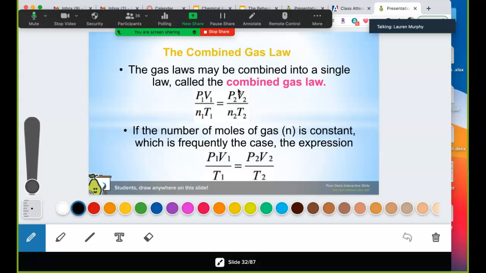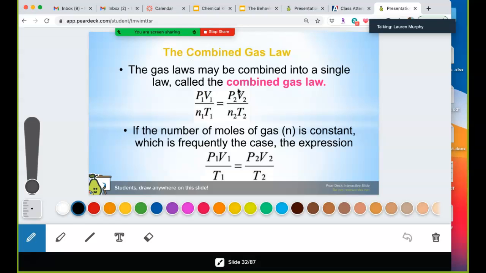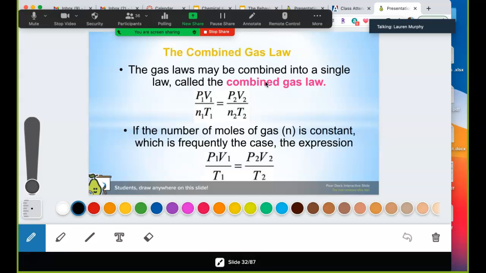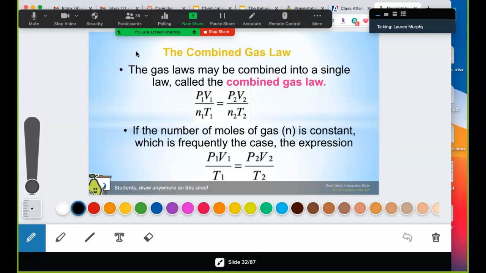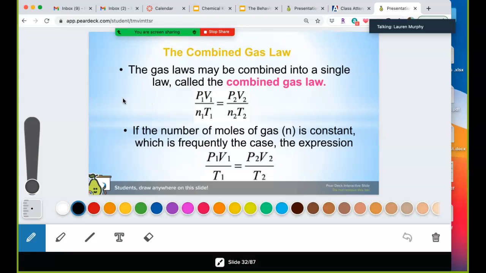Okay, so we learned a bunch of different laws. We learned Boyle's law, Charles' law, Gay-Lussac's law. And basically, what they did is they took all of those laws and they combined them, which is why this is called the combined gas law, all into one big equation.